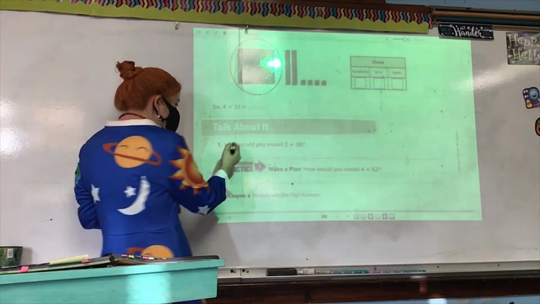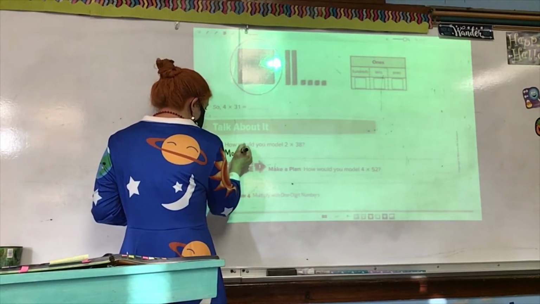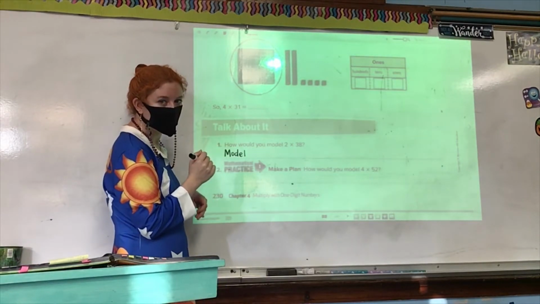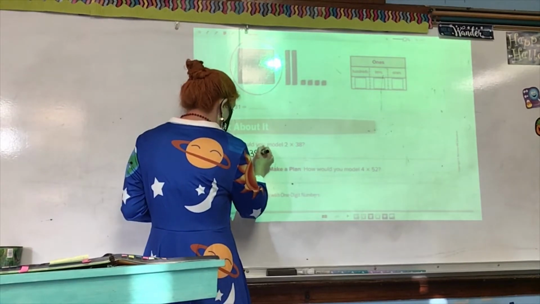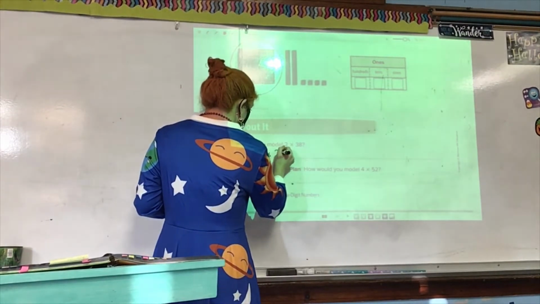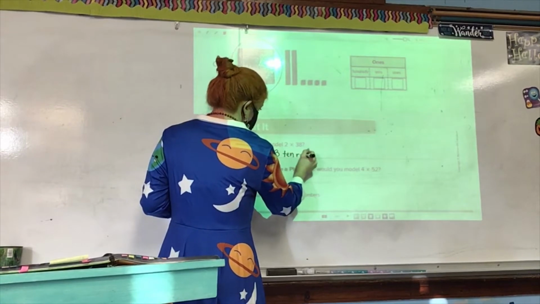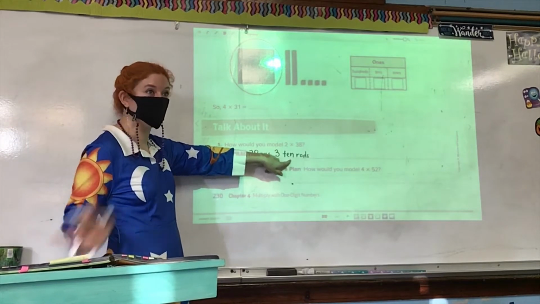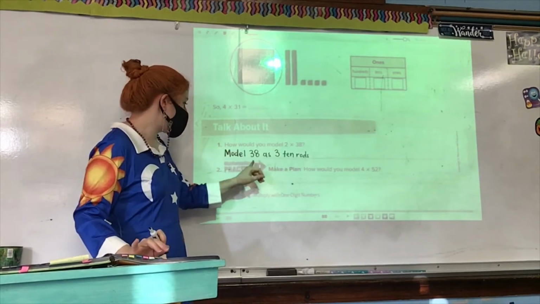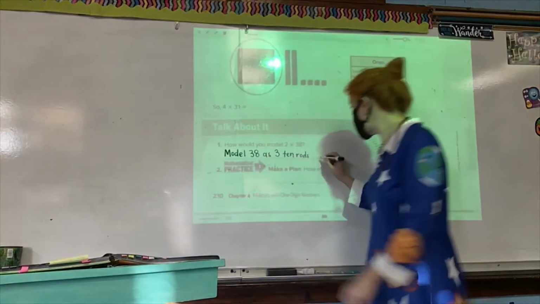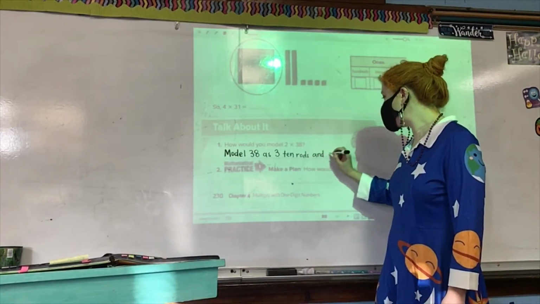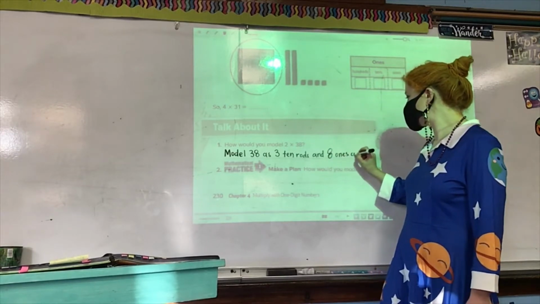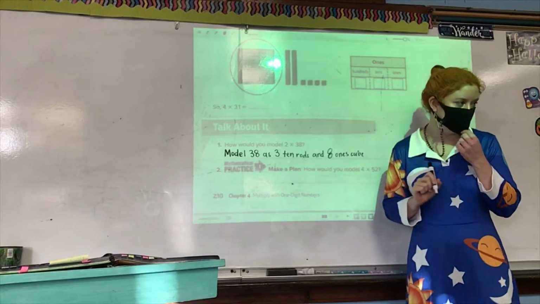Good. So first we would model which number? 38. And you told us to model 38 as 3 10 rods. Make sure that when you write 10, you're spelling it out because we're naming the 10 rod. We're not talking about the number 10. So you would model 38 as 3 10 rods and 8 ones cubes. Make sure you spell out ones too.